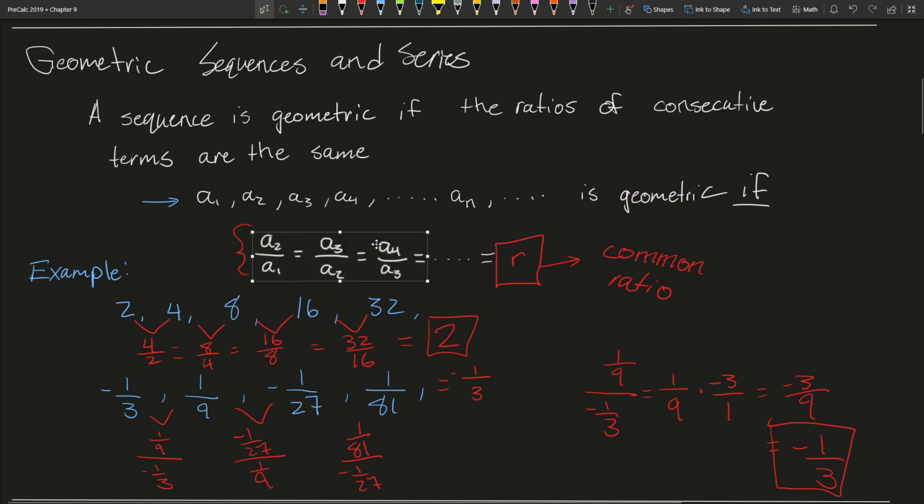Okay, yeah, and this can be confusing, but if you remember that when you're dividing by a number, in this case we're dividing by negative 1/3, we're really multiplying by that reciprocal. So instead of 1/9 divided by negative 1/3, we can do 1/9 times negative 3 over 1. Okay, and then from there we can just simplify. Now, you don't necessarily have to worry about that for tonight, but it's good to be able to see if something is geometric or not.